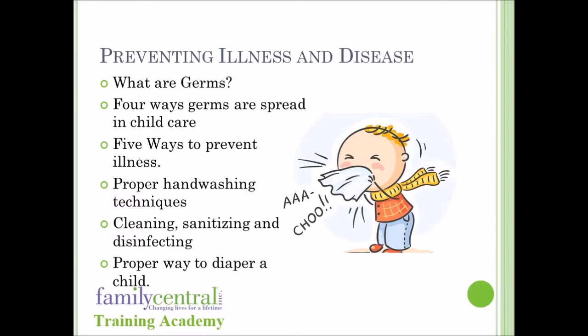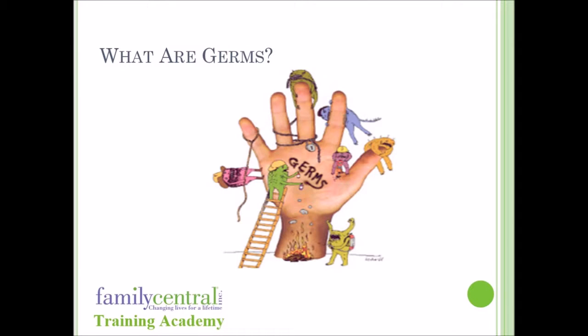Let's look at the different ways of preventing illness and disease. We will discuss what are germs, the 4 ways germs are spread in childcare, 5 ways to prevent illness, the proper hand washing techniques, cleaning, sanitizing, and disinfecting, and the proper way to diaper a child.